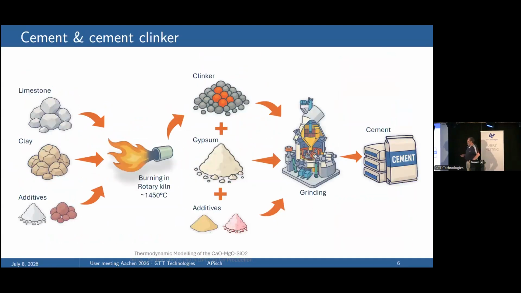Good. So, how do you make cement? You start with natural stones. Start from limestone, clay, and some minor additives like iron oxide or calcium sulfate. And then you burn it in a rotary kiln to make clinker. And then this clinker that you burn in a rotary kiln, you add gypsum and other additives, and you grind it down to make the final cement. And in this talk, I will focus on this part, which is the high temperature part, because that is where all the chemistry goes on in the process.